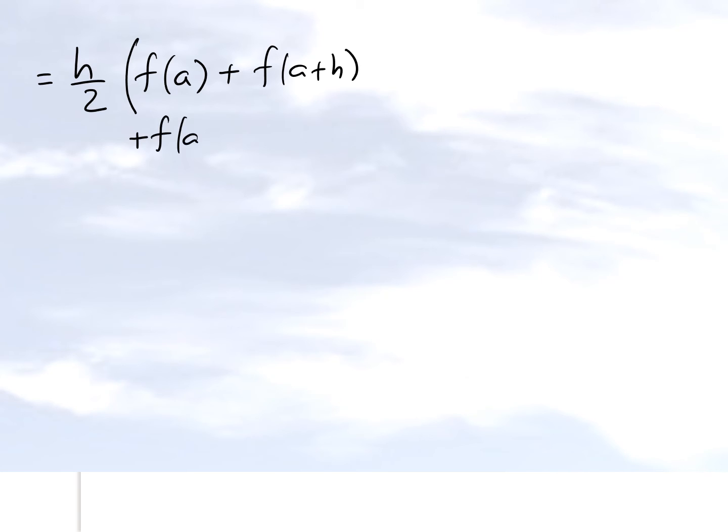So what you're finding out is that h divided by 2 is common amongst all the elements. And let's go and see what is left behind. So we'll have the value of the function at a and the value of the function at a plus h from the first integral. From the second integral, we'll have the value of the function at a plus h and the function at a plus 2h.